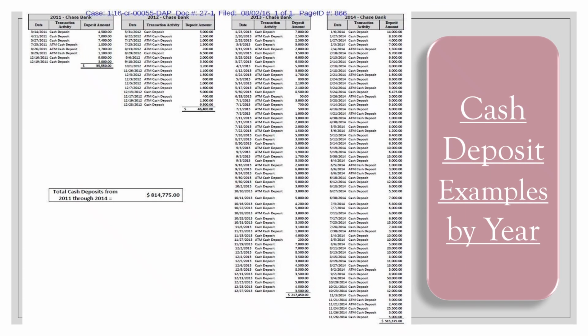This one is an example of cash deposit by year. As you can see, it starts very small in one year, continues, and then just grows exponentially the last two years. So you can really see, and it adds it up, makes it very simple. I like these boxes because you can really track what's happening. And then, of course, they have the specific dates as well.